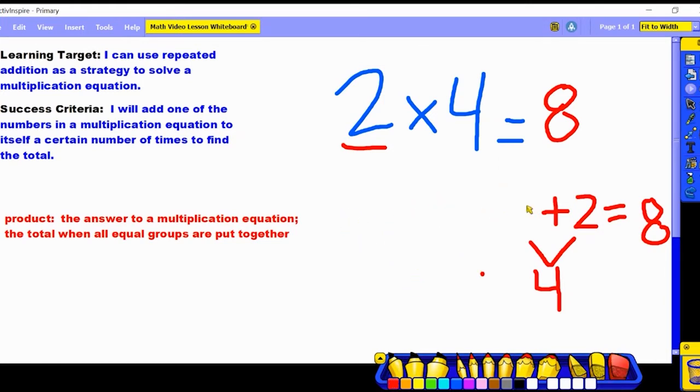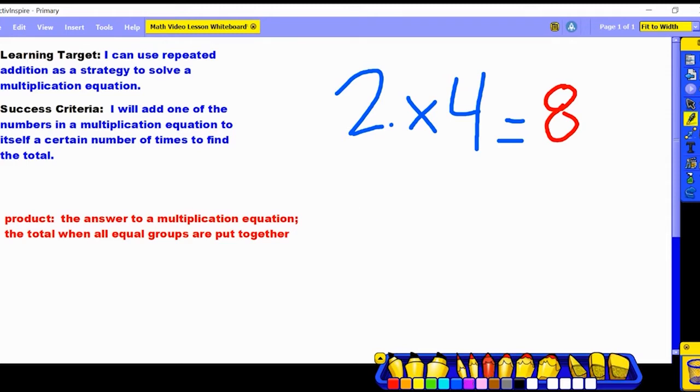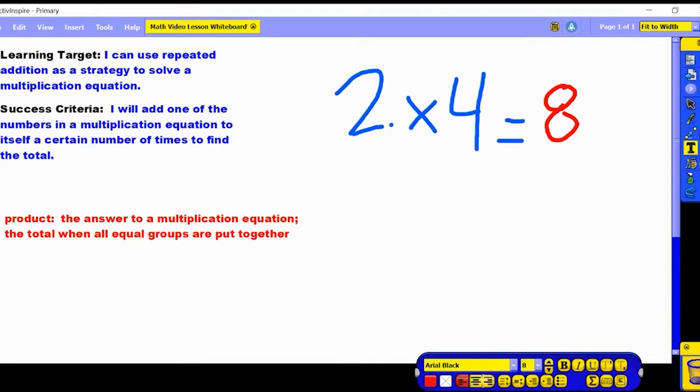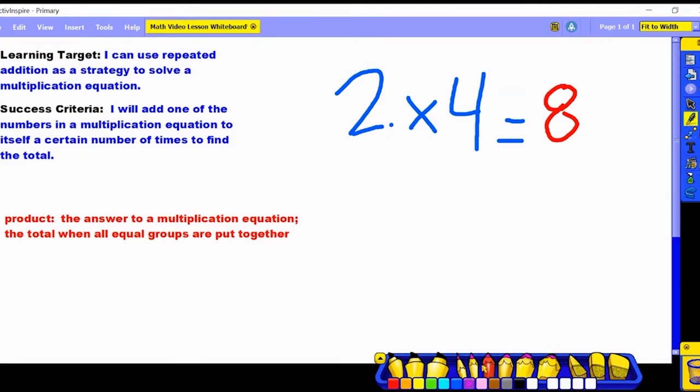And this time, instead of adding 2 to itself, let's add 4 to itself 2 times. And change my color here. So if I wanted to do that, I could do 4 plus 4. I'm only adding 4 to itself, two 4's together, because the equation is 2 times 4, so 2 groups of 4. And we should see that we're going to get that same answer of 8 when we use repeated addition of adding our 4's together.